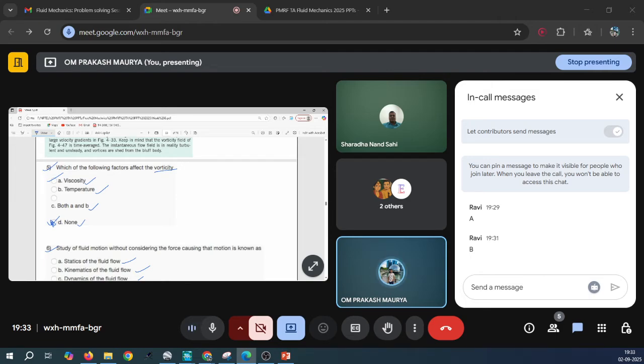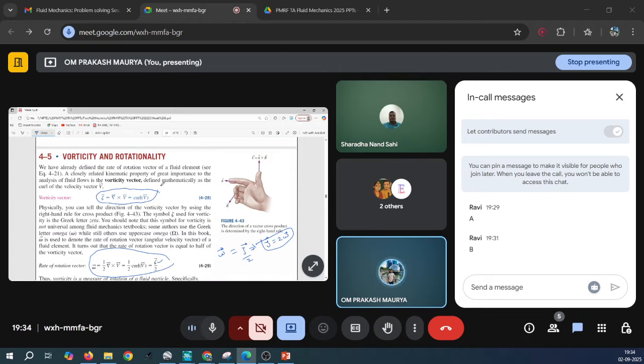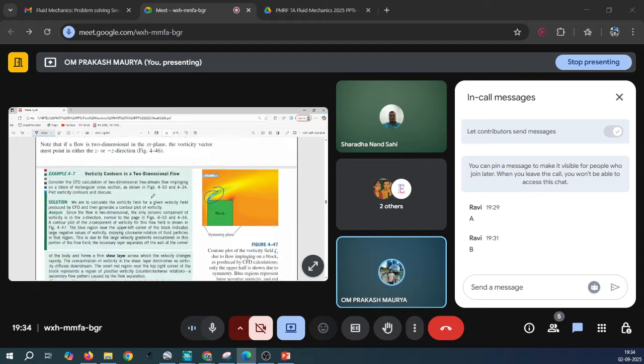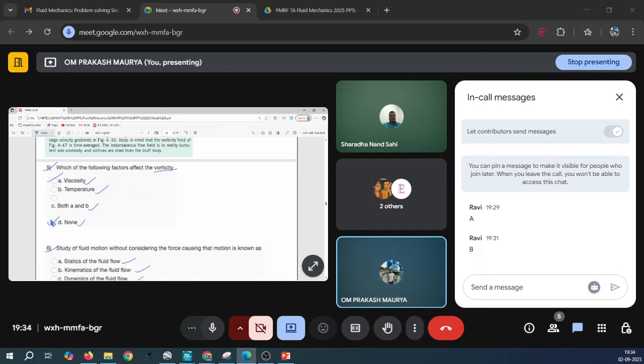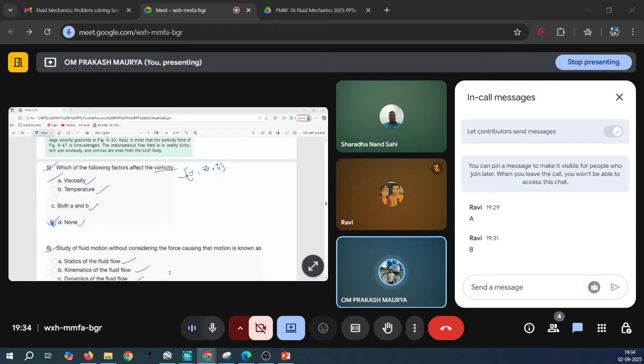Because we have the expression here, the expression for vorticity is the curl of velocity. Let me write it here: curl of velocity. So here we do not have any term for viscosity and temperature, but the final explanation for vorticity in fluid dynamics is different.